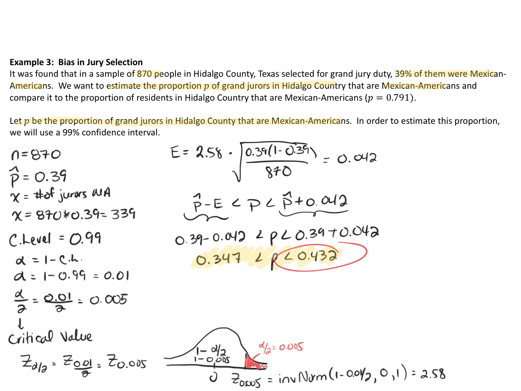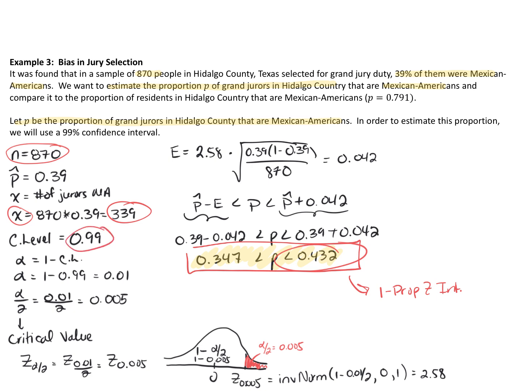If you want to use your graphing calculator to get this confidence interval, use the function 1-proportion z interval, where you type in your n value, your x value, which is 339, and your confidence level. Once you type in all that information, it should give you a similar confidence interval, but it'll write it like this using open parentheses: 0.347, comma, 0.432.